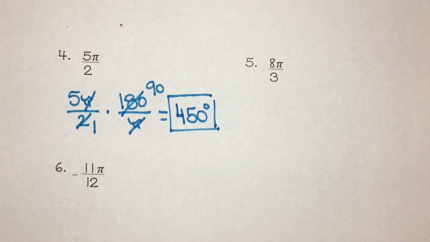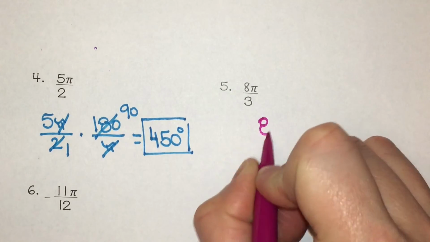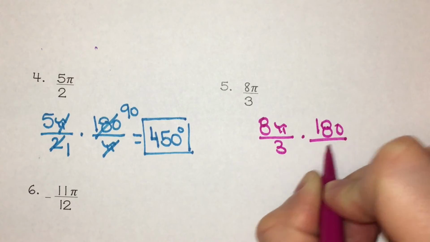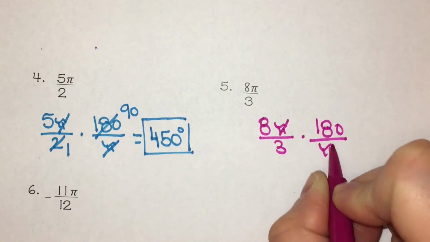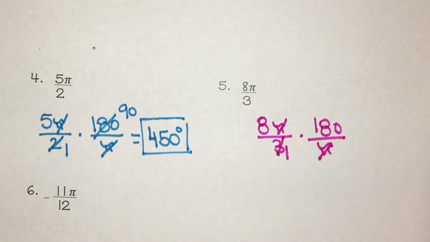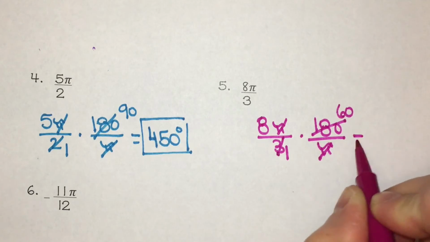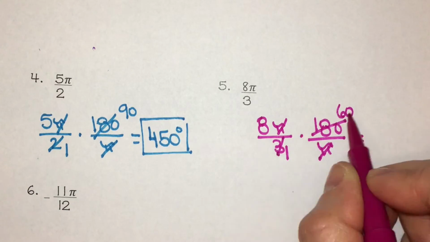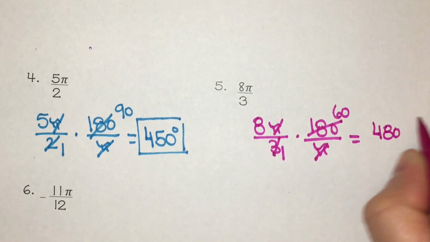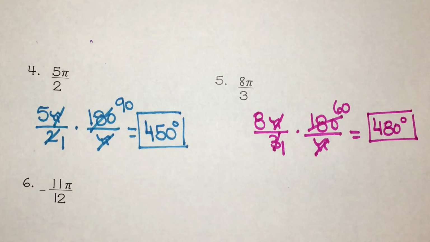All right, then we have 8 pi over 3 multiplied by 180 over pi. Again, your pi's will cancel each other out. This way we divide them both by 3. 3 divided by 3 is 1. 180 divided by 3 is 60. Multiply straight across. 8 times 60 is 480 degrees.